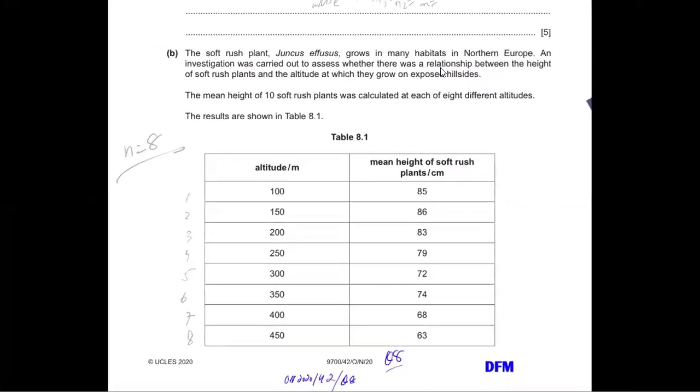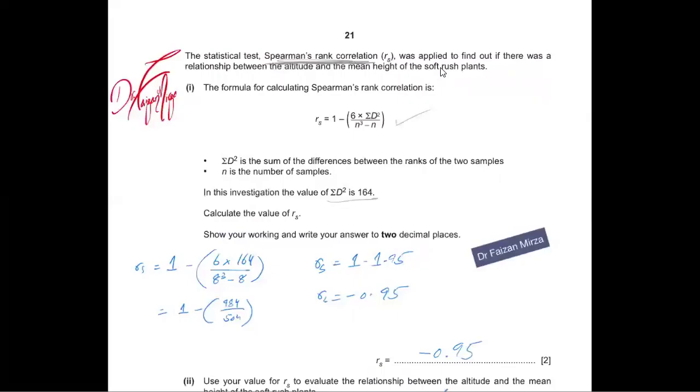Next, they have given us the data here. There is a soft rush plant which grows in many habitats across northern Europe. An investigation was carried out on the relationship of the height of this plant and the altitude. In this, you can see the altitude is shown and the height in centimeters is displayed. A total of 8 observations are there, 8 paired observations. Whenever the observations are given in pairs, this is a paired observation. So these are 8 pairs of information: 1, 2, 3, 4, 5, 6, 7, and 8. So this means that n is 8.